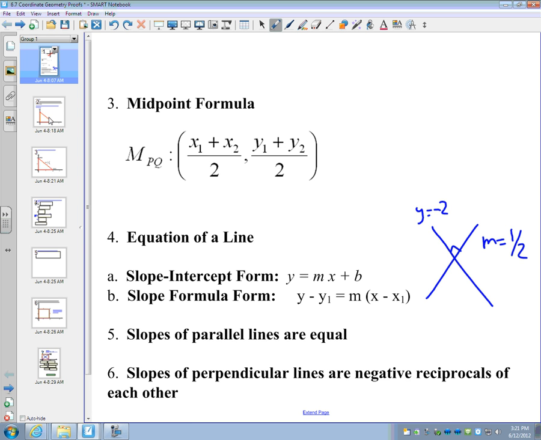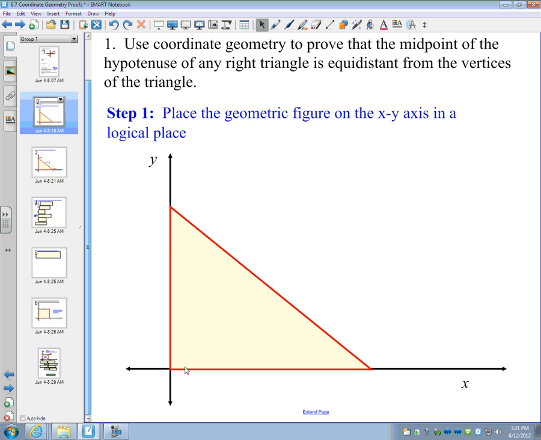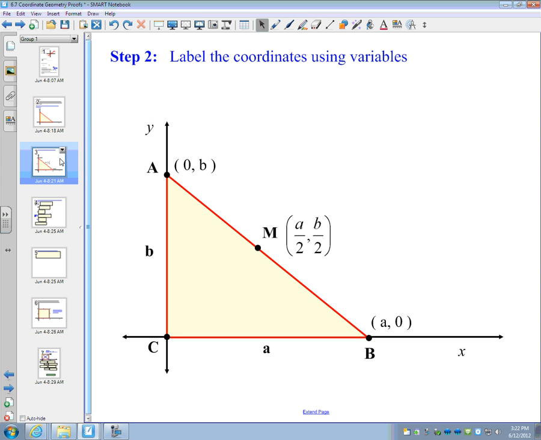Use coordinate geometry to prove that the midpoint of the hypotenuse of any right triangle is equidistant from the vertices of the triangle. So what we're going to do is draw an arbitrary triangle on the xy plane, and I'm going to do it very smartly by putting it at the origin. I could move it over, but that would just make more work for myself. Then, step 2, I'm going to label using variables. If I call these points A, B, and C, across from point B is the line with length a, and between C and A is b.